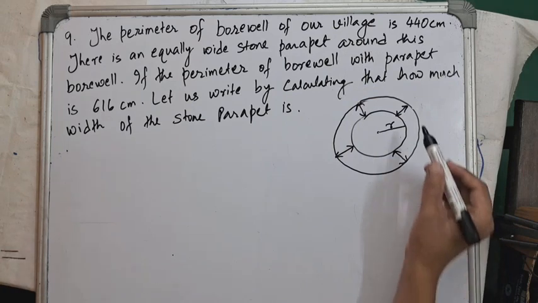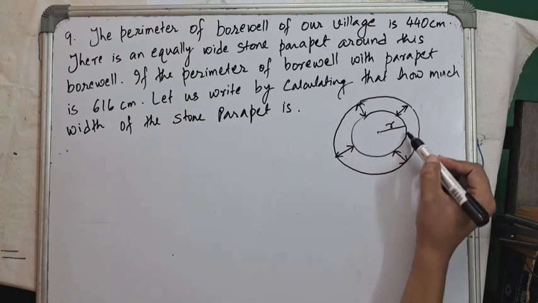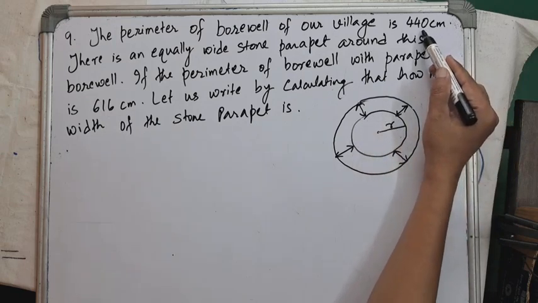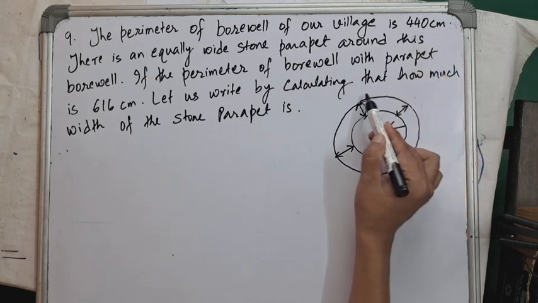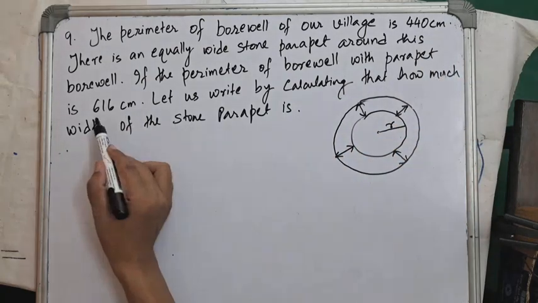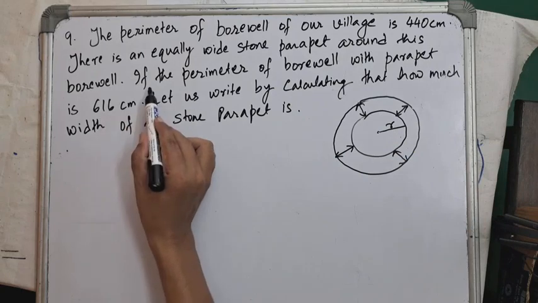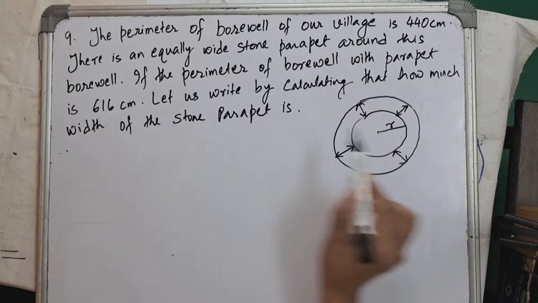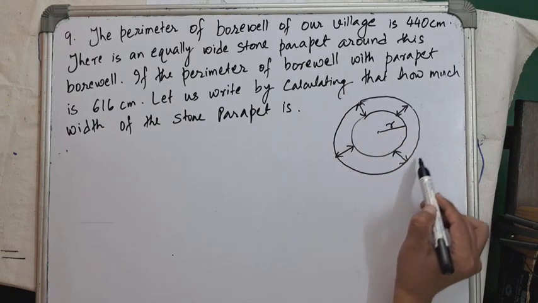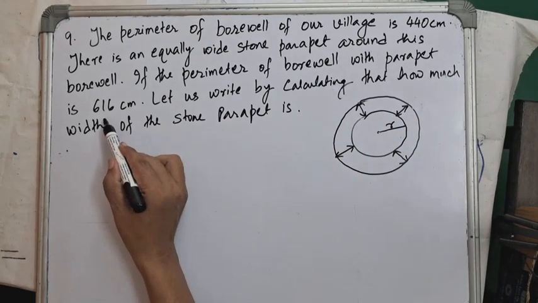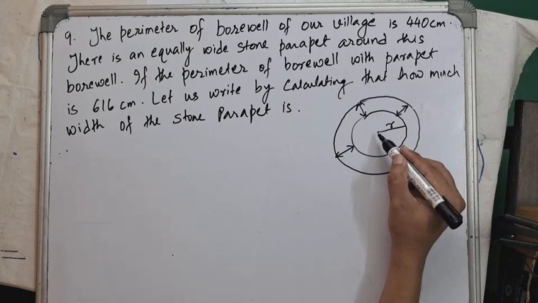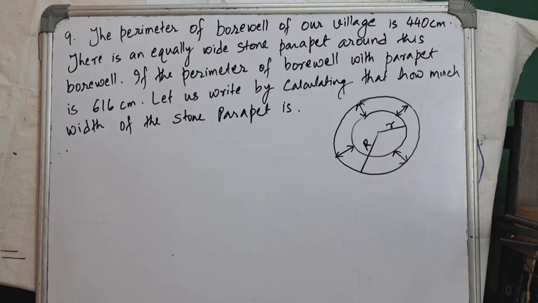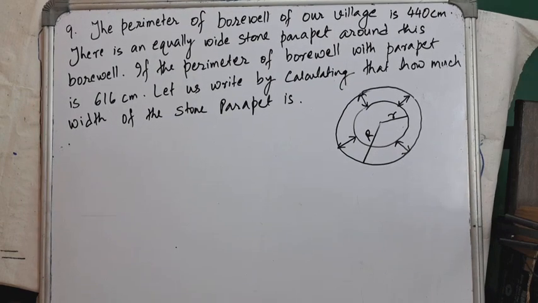Now you can see there is an inner circle here and the circumference of this inner circle is given to us as 440 centimeter and the circumference of this outer circle is given to us as 616 centimeter, okay? If the perimeter of the borewell with parapet is 616 centimeter, it means the circumference of the outer circle is 616 centimeter. Radius is not given in this case also, so we assume capital R be the radius of this outer circle, okay? Now let's solve this question.